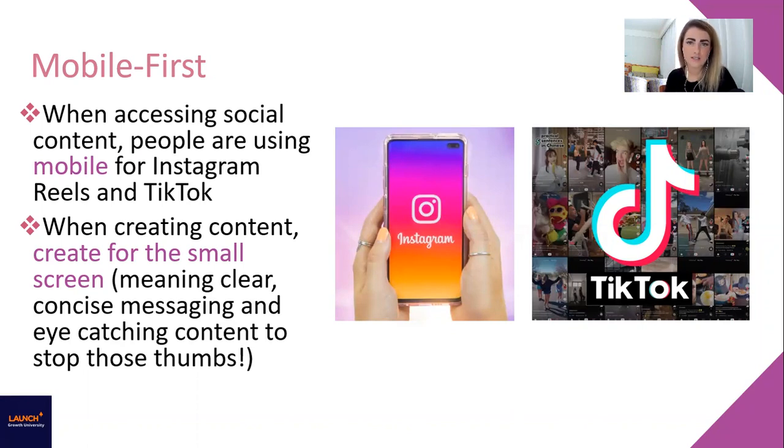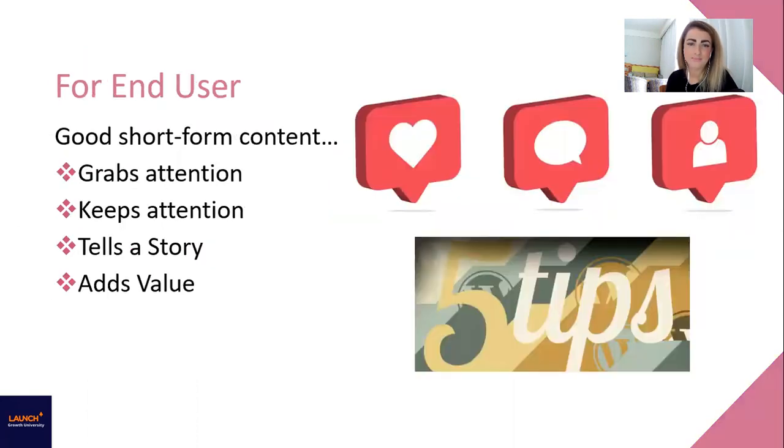So when you're creating content, yes, sometimes you prefer to have something that looks nicer on your bigger screen, but you need to remember that your end user is accessing your content with their mobile. So you need to think always mobile first, and you need to create for the small screen. You need to remember things like your text, if you have overlays, if you have a call to action, that they're not too small or getting cut off. So this means that you need to have clear and concise messaging. And you also need that eye-catching content to stop those thumbs. We've seen how quickly everybody scrolls now, and we also know how short everybody's attention span is.